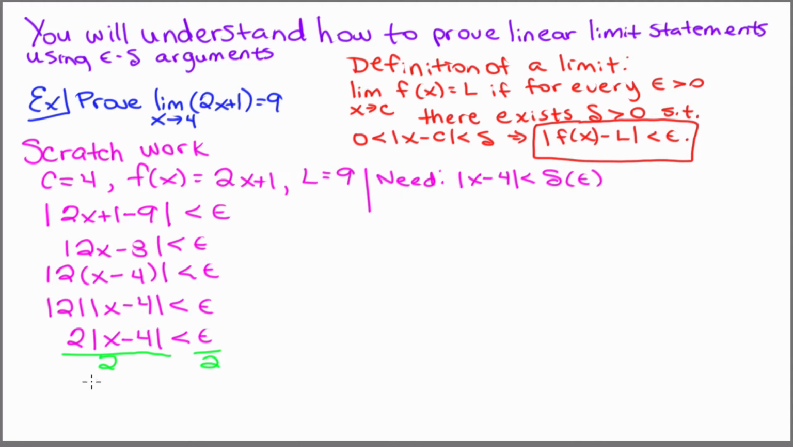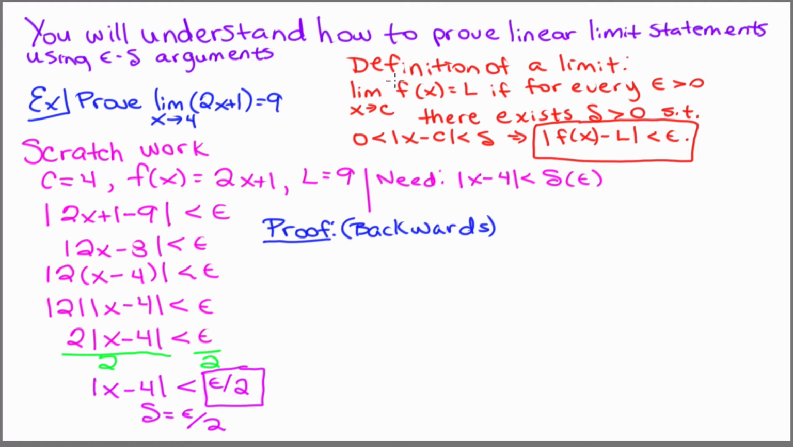And we have left the absolute value of x minus 4 is less than epsilon over 2. This is what I meant by delta of epsilon. We will call this delta. Delta equals epsilon over 2. We've just found the delta that we need in order to complete our proof.